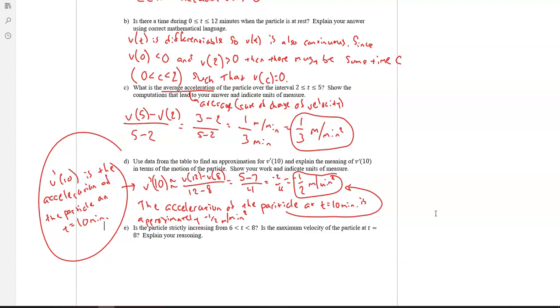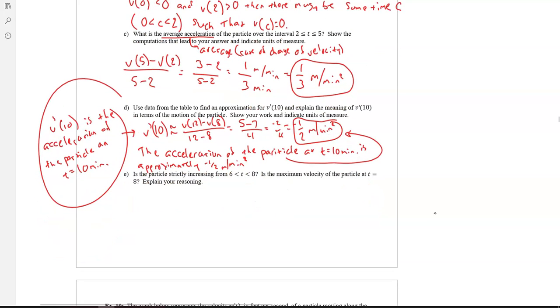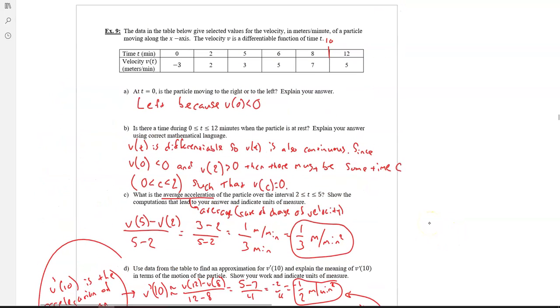Okay. So I think that would mean, is the particle's position strictly increasing from 6 less than t less than 8? So if we look up here, between 6 and 8, the velocity is positive 5 and positive 7. Is that enough information for us to say that between 6 and 8, the particle's position will only ever be increasing?